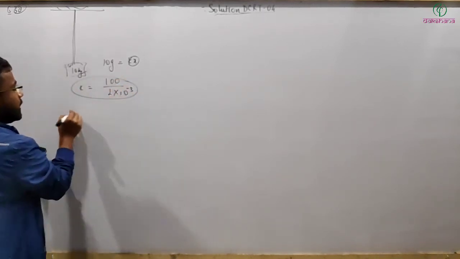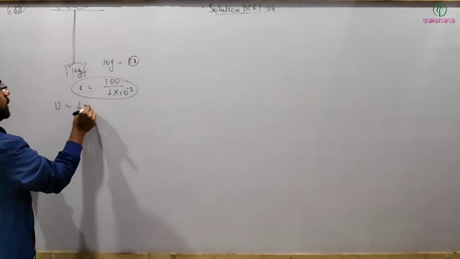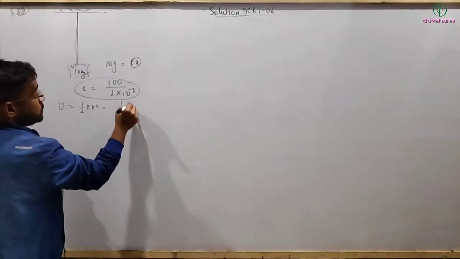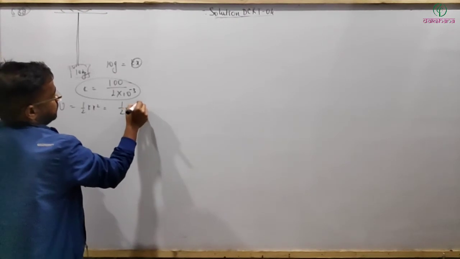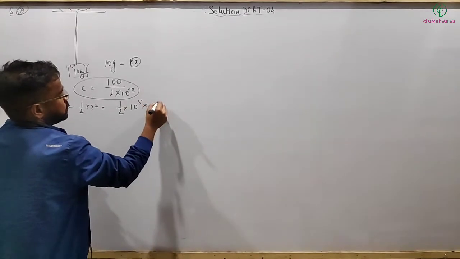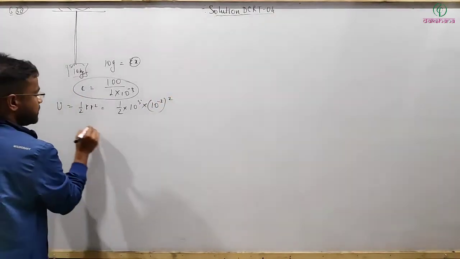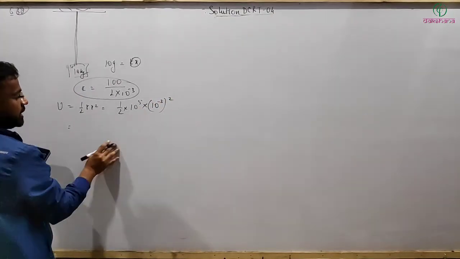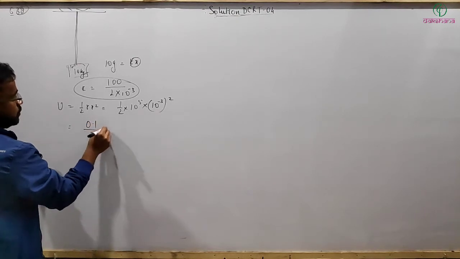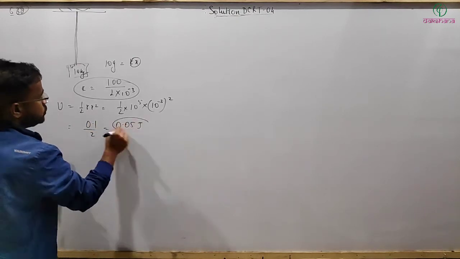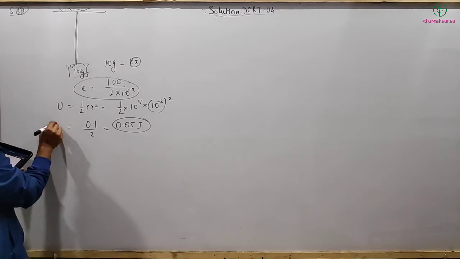This is k. Then energy stored is given by half k into x square, that is 1 by 2 into 10 to the power 5 multiplied by x, that is 10 to the power minus 3, 1 mm, square. So this comes out to be basically 10 to the power minus 6. This is 0.1 divided by 2, that is 0.05 joule, and that's the answer matching with option number 2.